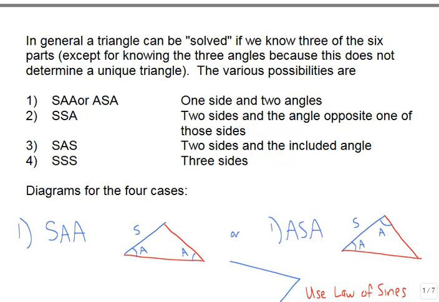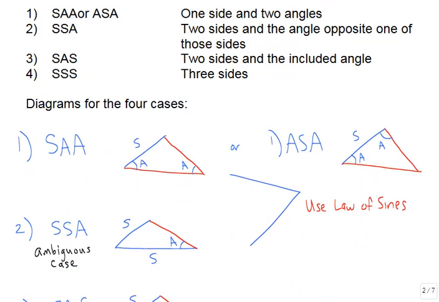You might have side-angle-angle or angle-side-angle, where you know one side and 2 angles. You could know 2 sides and 1 angle, and in this case the angle would have to be opposite one of those 2 sides. You could know side-angle-side, so 2 sides and the included angle, or 3 sides. So let's look at pictures of what these would look like.